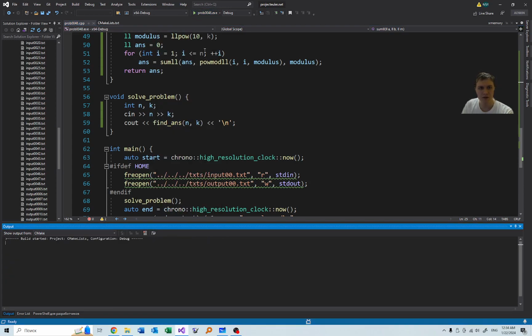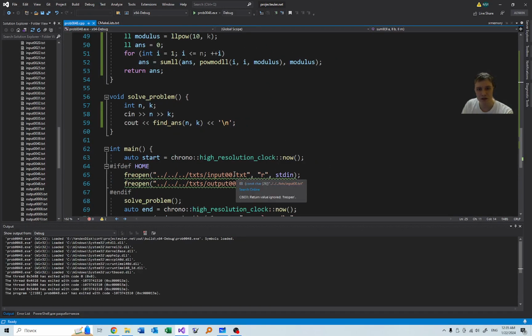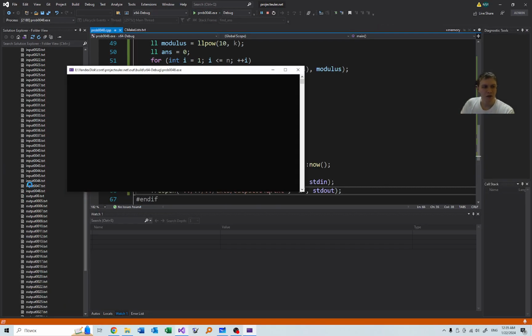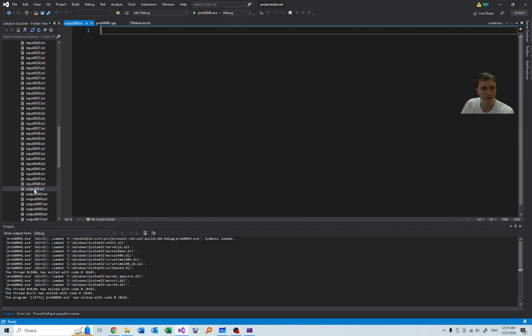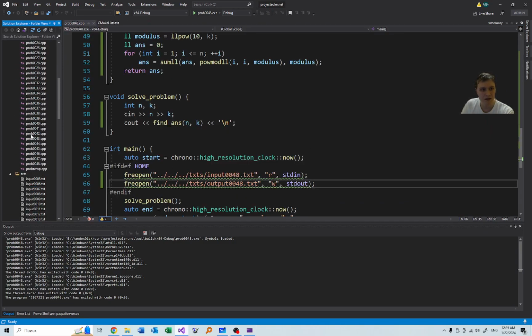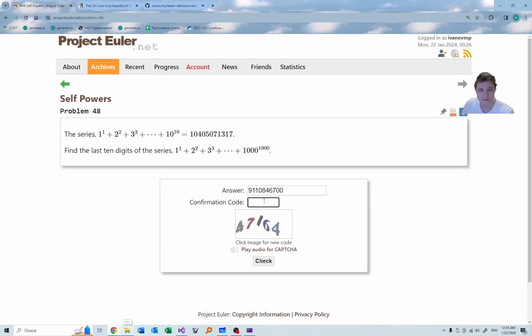And we will, no, I need 48 here. No, maybe this file might be huge. Let's delete it, and let's look at our answer. It's some 10 digits.